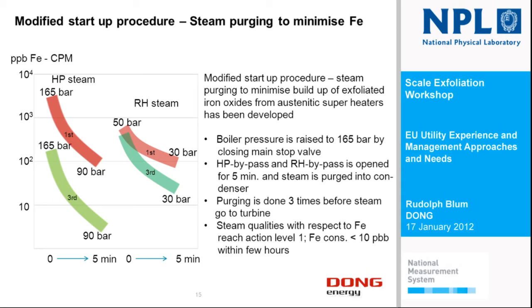So when you cool down your boiler, you exfoliate, and when you start up the boiler, you have a problem with exfoliated material. So we make this steam purging, and we run the boiler with the main outlet valve closed up to approximately 165 bar, and then we quickly open the high pressure bypass and reheater bypass and blow down to the condenser for 5 minutes. Here you see a typical curve for the first blow. We go from 165 bar down to 90 bar, and then we blow once again, and then a third time, and then we go into operation.